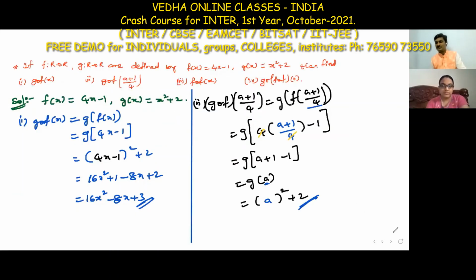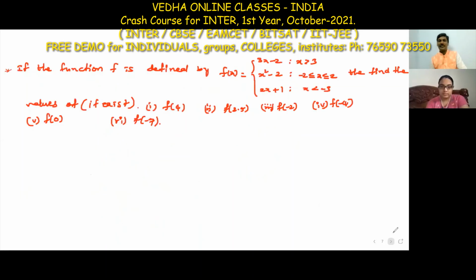Understood, ma'am? Yes. Okay, so next one. If the function f is defined by f of x equals 3x minus 2 for x greater than 3, x square minus 2 for minus 2 less than or equal to x less than or equal to 2, and 2x plus 1 for x less than minus 3, then find the values if they exist: f of 4, f of 2.5, f of minus 2, f of minus 4, f of 0, f of minus 7.